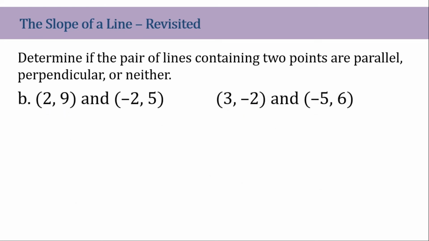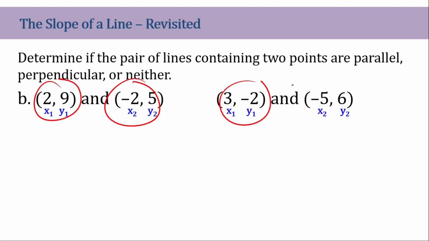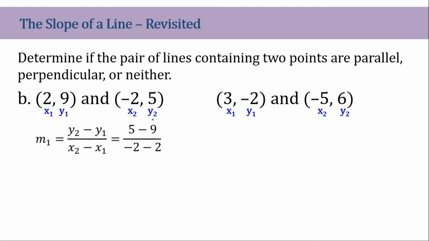For B, let's do the same as we did on the first example. On the B example, let's do the same to both of the lines. Let's identify point 1 and point 2. In this line, this will be point 1, this will be point 2. Point 1, point 2. Now let's use the slope formula. Substitute the values. Minus 9, negative 2 minus 2. Simplify it and simplify it further. So the slope here is 1.